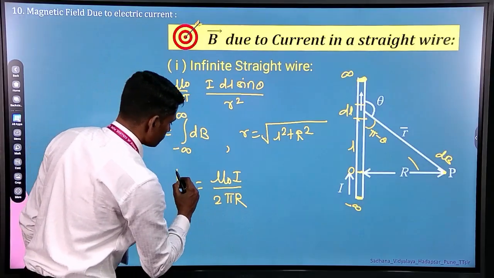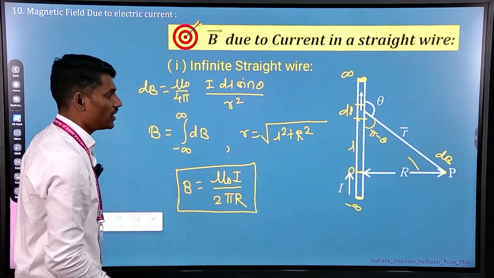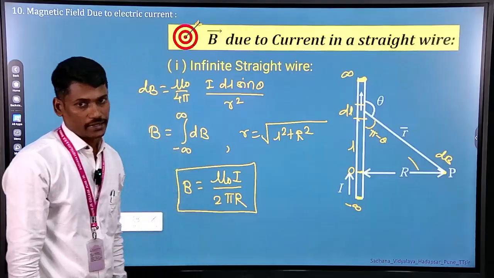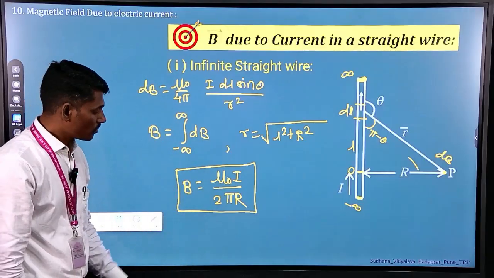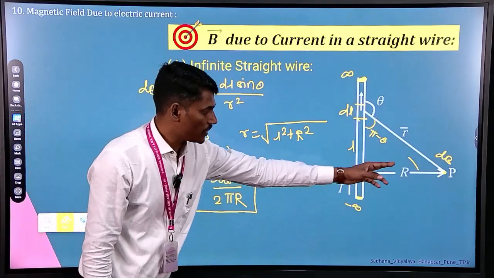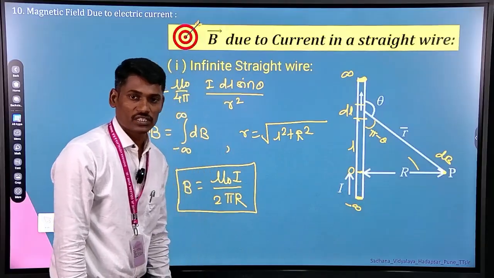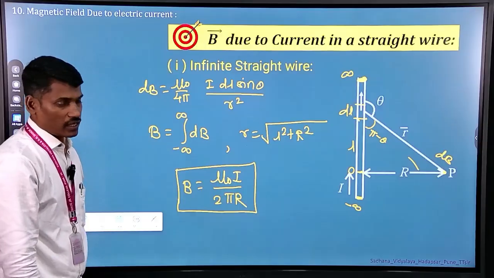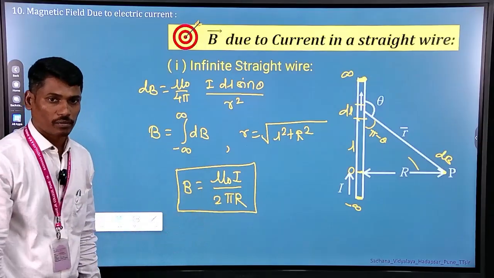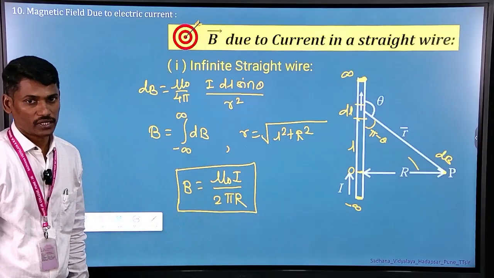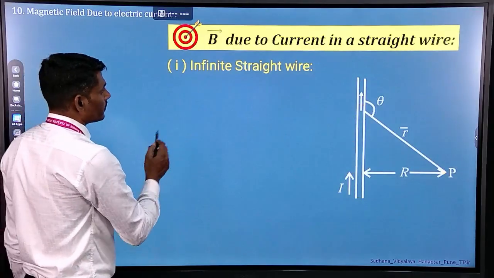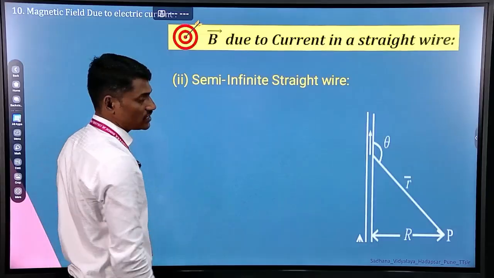But this is the magnetic field at point P due to the infinite long straight conductor, right. Simple formula. What is r here? R is the perpendicular distance of that point from the straight conductor. I is the current flowing through that conductor, and mu naught, it is the permeability of a vacuum, right. Now next point, next is the suppose conductor is semi infinite straight wire.